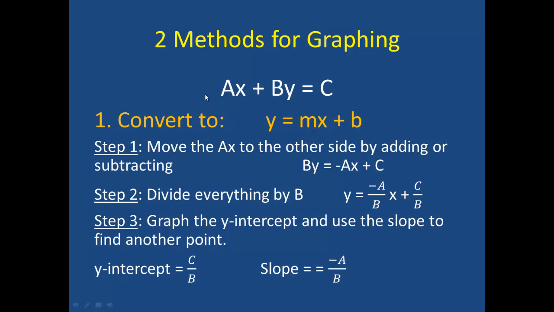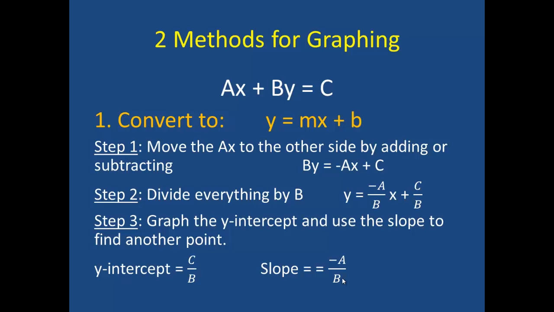In the first step, you subtract ax from both sides or add it, if needed, in order to get the by term by itself. This would yield by equals negative ax plus c. We then divide everything by b to get y by itself, giving us y equals negative a divided by b times x plus c divided by b. You then graph the y-intercept, which would be c over b, and use the slope negative a over b to find a second point.